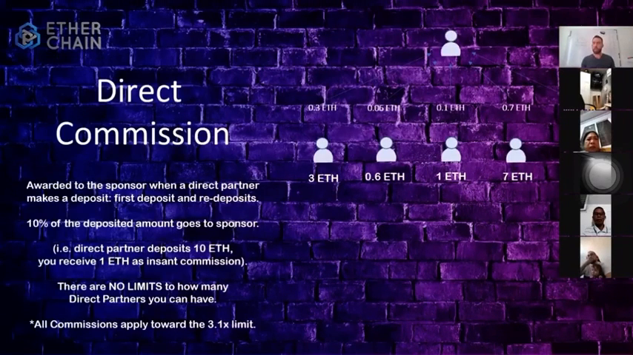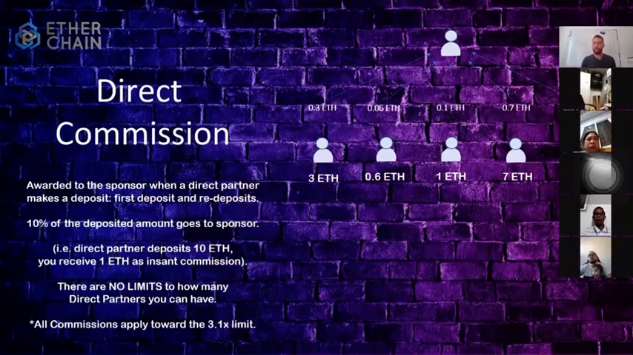Now let's have a look at the direct commission. The direct commission is awarded to the sponsor when a direct partner makes a deposit. And this is not just for the first deposit, it also goes for any future redeposits that might happen. It is 10% of the deposited amount that goes to the sponsor. So let's say that your direct partner deposits 10 Ethereum, you will receive 1 Ethereum as your instant commission.